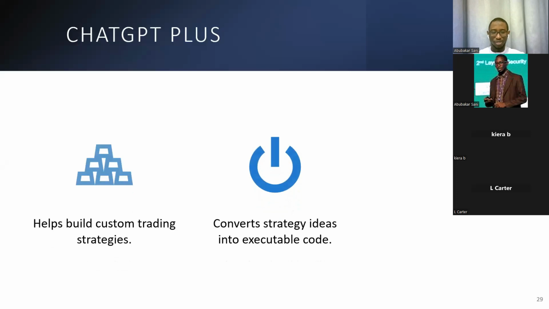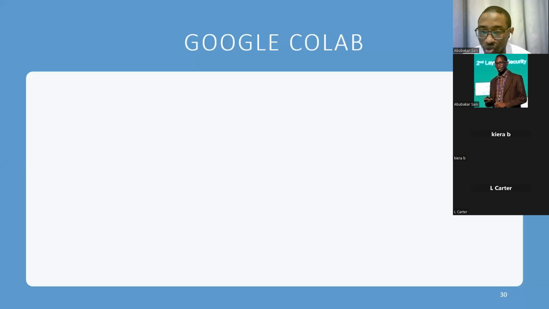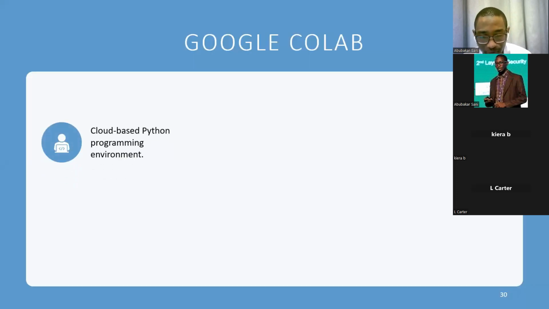Why do we need ChatGPT Plus? One, because we want to generate our codes without having to type it, if possible. So we go and write to ChatGPT what we want to do, and we expect it to give us the code. Once we get this code, we will go to Google Colab, which is a free Python programming environment provided by Google. It's cloud-based.